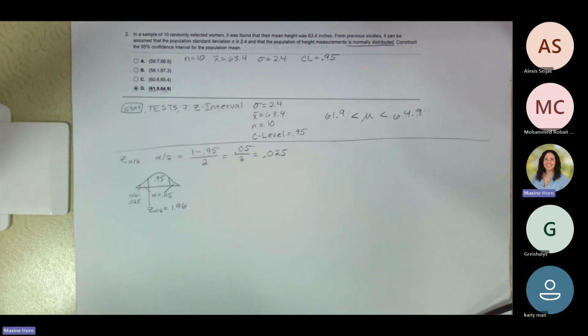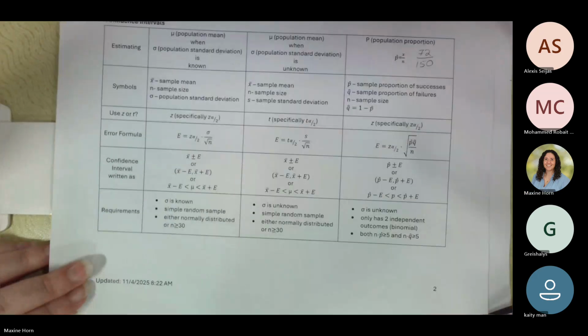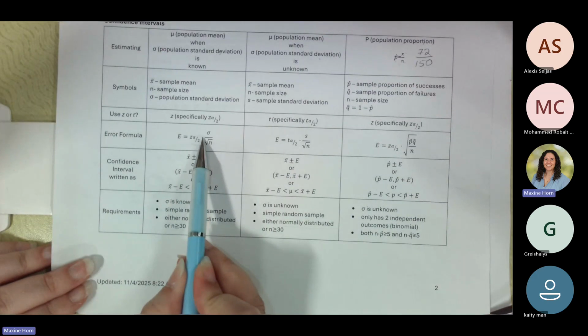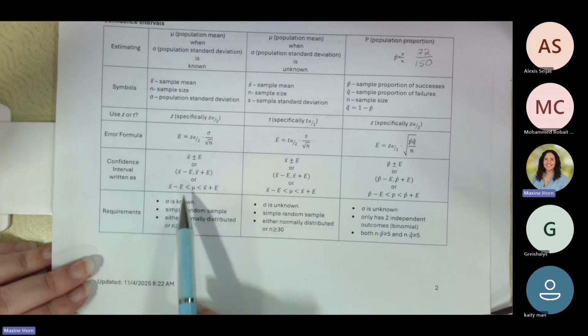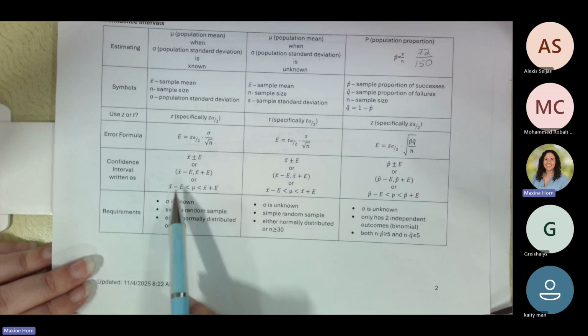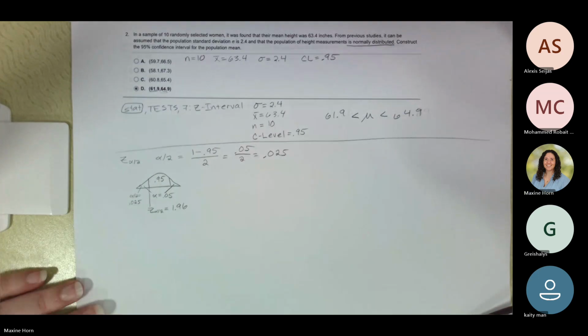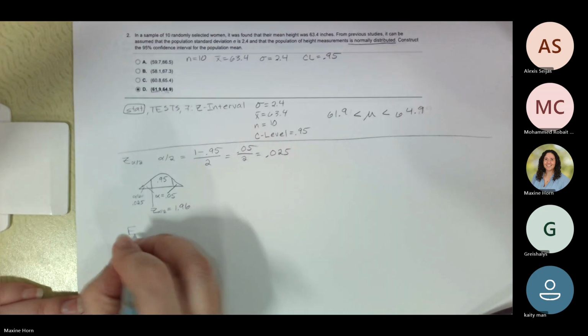Our formula: Z alpha halves times population standard deviation over square root of n. Once we get our margin of error, we're going to add and subtract it from our mean. Add and subtract it from your sample mean. Okay.